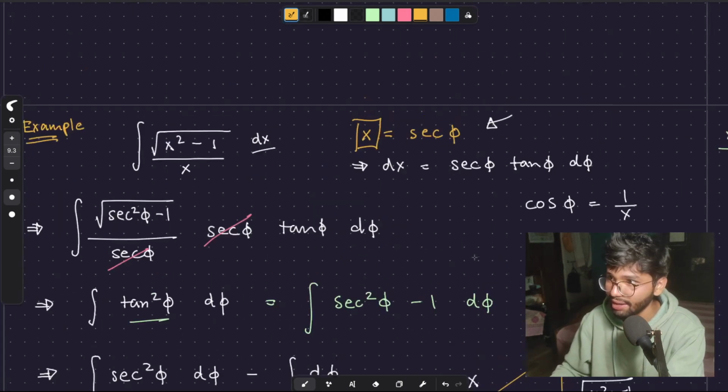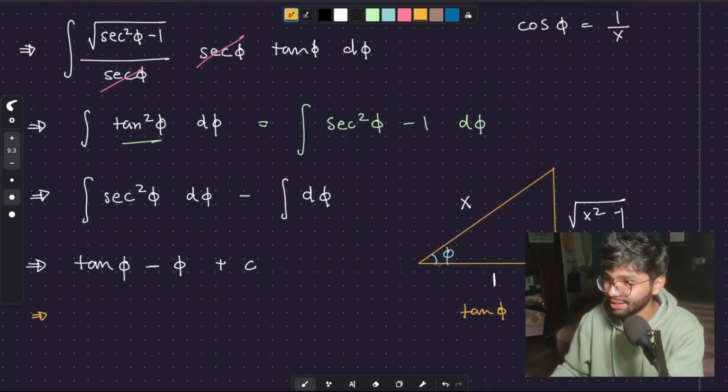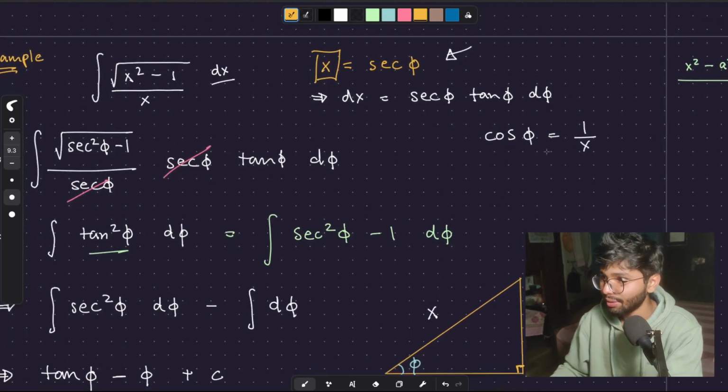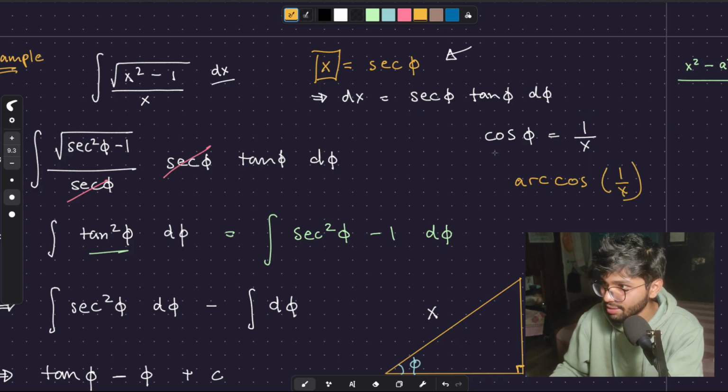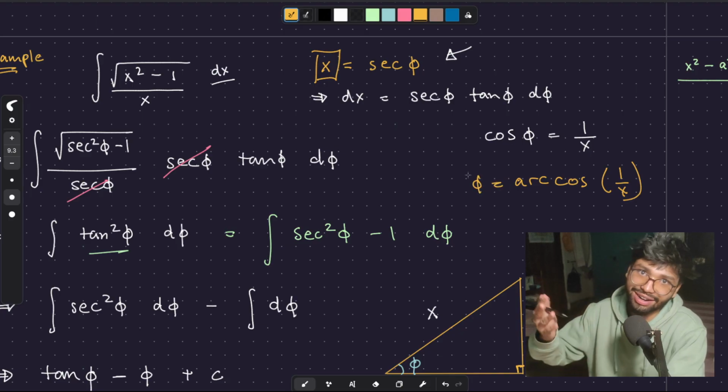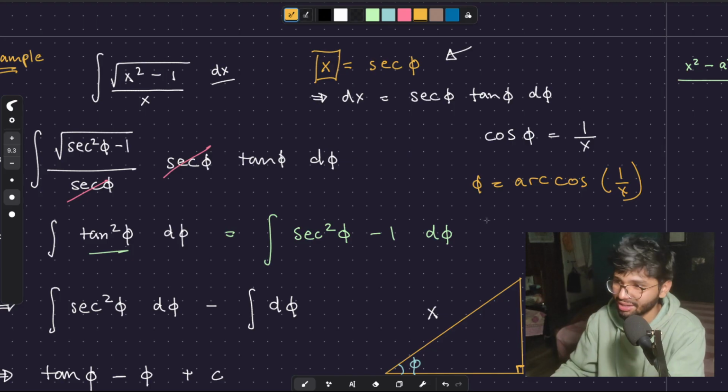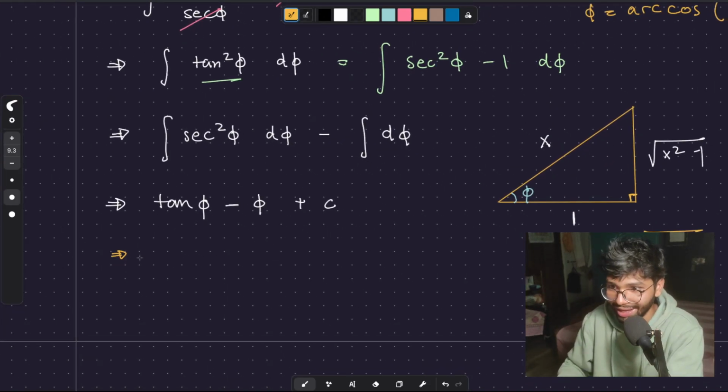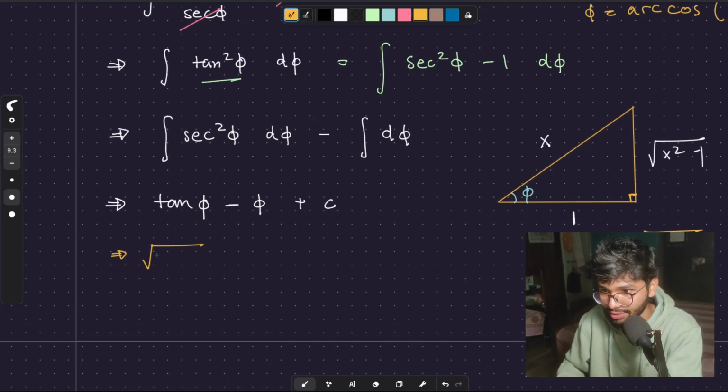And what is phi? Phi is arcsecant of x, or you can say arc cosine, or cosine inverse, of 1 over x, because this is much better than arc secant. Who uses arc secant? Right, arc cosine. So that's it. That's our answer right there.